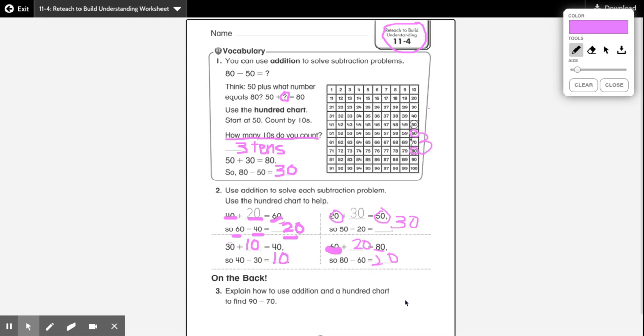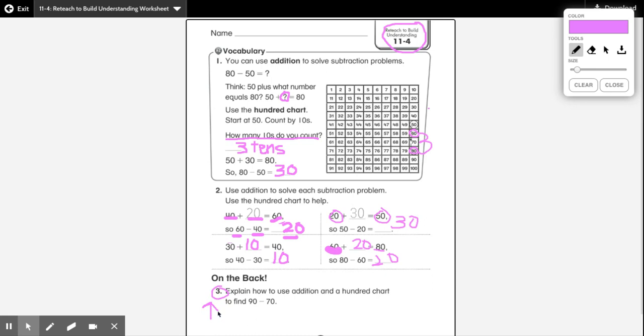All right, now let's take a look at number 3. So it says on the back, but what I'm really going to have you do is go to Class Dojo Portfolios and find the assignment that's titled 11-4. Remember, because that's what we're doing, 11-4. And make sure you're clicking on the assignment that says 11-4. So that way you'll find the assignment for this math lesson. And I want you guys to complete number 3 on Class Dojo Portfolios.